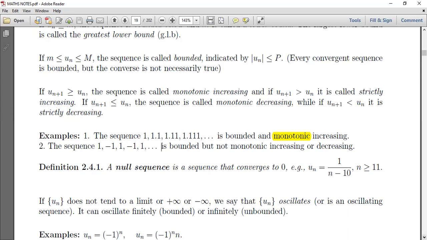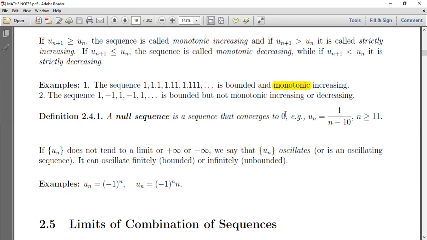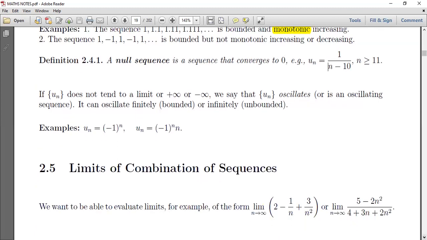A null sequence is a sequence that converges to 0. Like our first example, a sequence which converges to 0 is called a null sequence. Like we can have a sequence un equal to 1 over n minus 10 for n greater than 11. And then what else do we have?